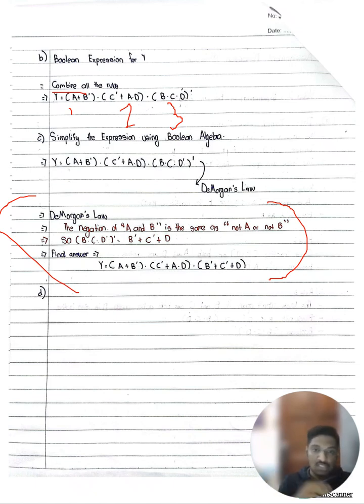So by using De Morgan's law, I can simplify this formula. The final output is Y equals bracket A plus B bar, times bracket C bar plus A times D, times bracket B bar plus C bar plus D bar. So this is the final output for question 2. Let me continue with question 3.